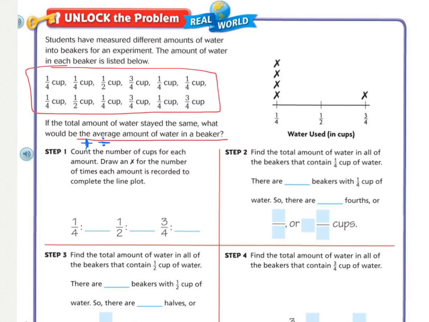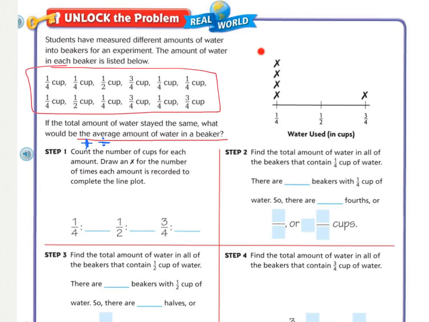So you should have underlined the average amount of water in a beaker. And then I just did one big square around all of the given data. And the word average tells us that we're going to add some things up, and then we're going to be dividing them.